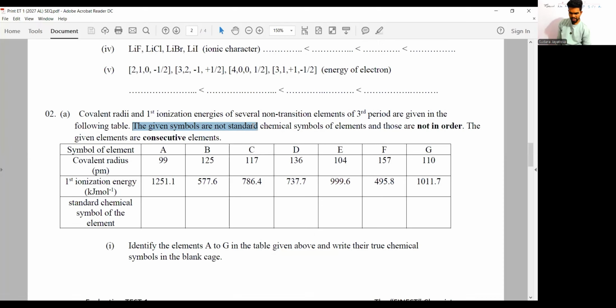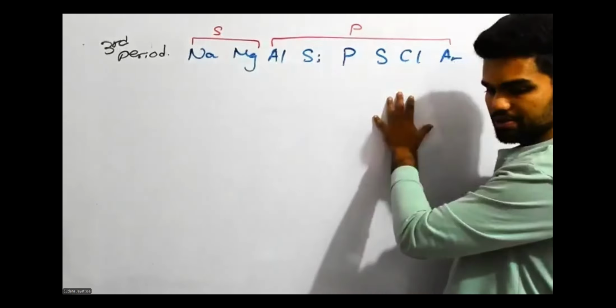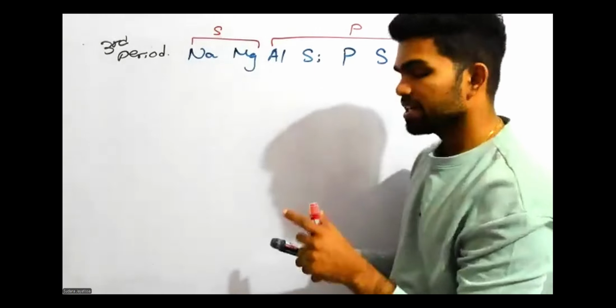And then they say the given symbols are not standard chemical symbols of the elements and those are not in order. So they have used several English letters from A to G, right? They say they are not in order. Okay, and the given elements are consecutive elements. So that point is also important. If you check the list, you have only 7 elements, right? But here you have 8 elements now. But then they say the elements are consecutive.